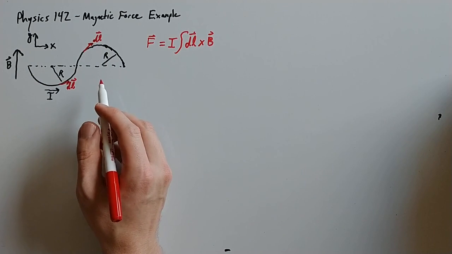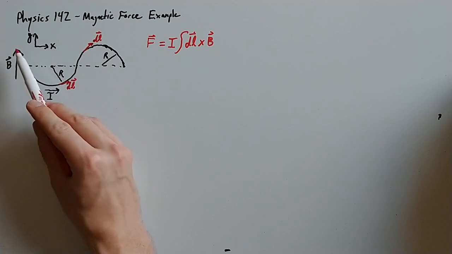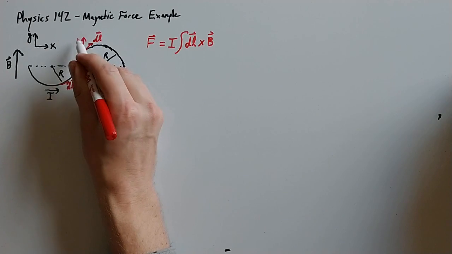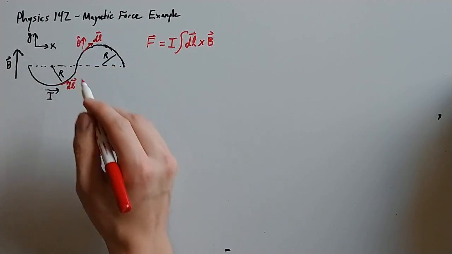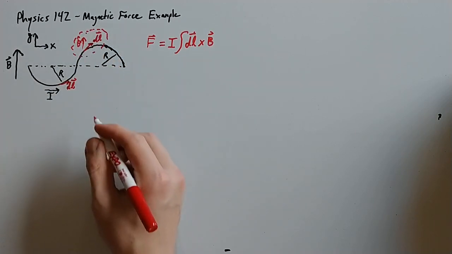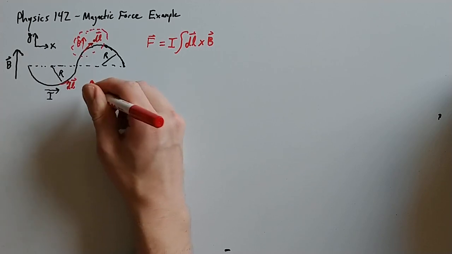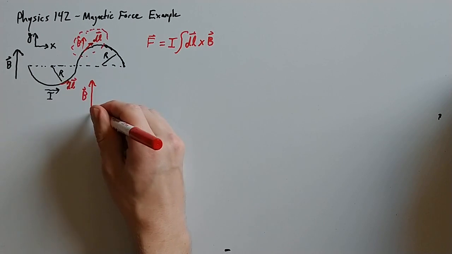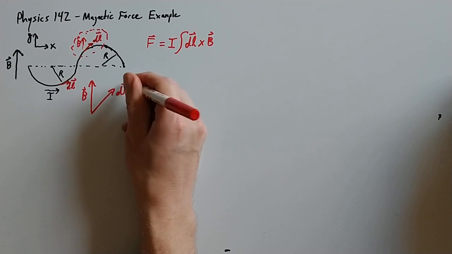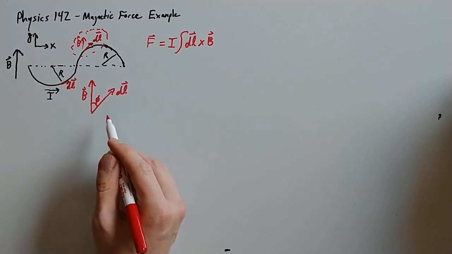Then what I want to think about is the cross product of this dl vector with the magnetic field B at that location. At that location, the magnetic field is going to be straight up. If we zoom in on this a little bit, the picture would look something like this: we have a big magnetic field line, and my dl vector is something like this, with some angle between them. Maybe I'll call that angle phi.